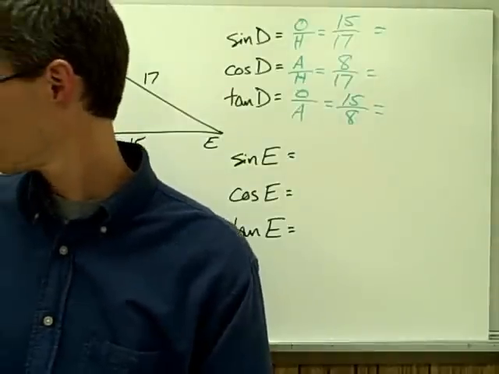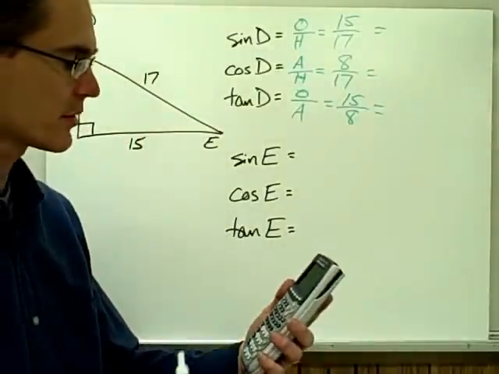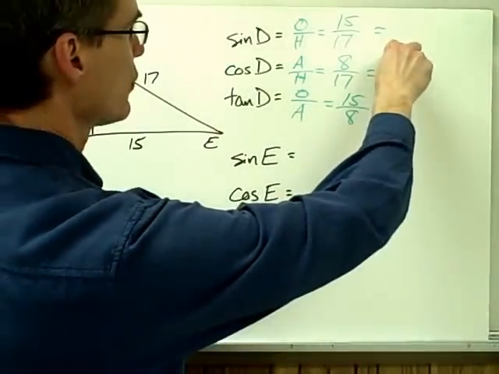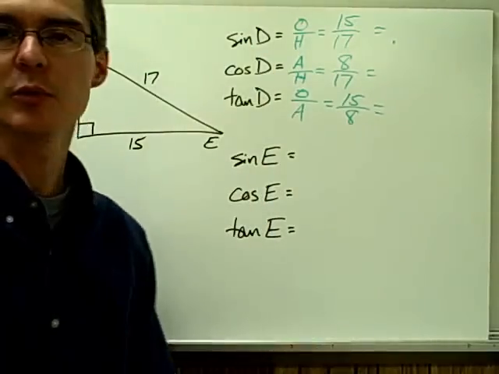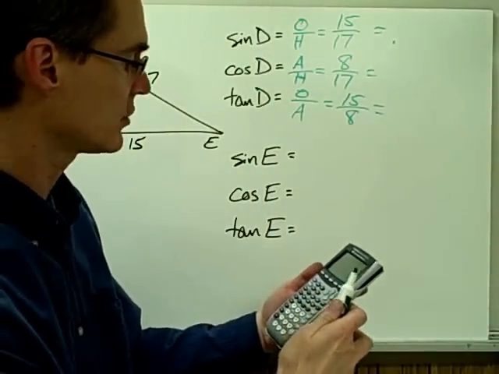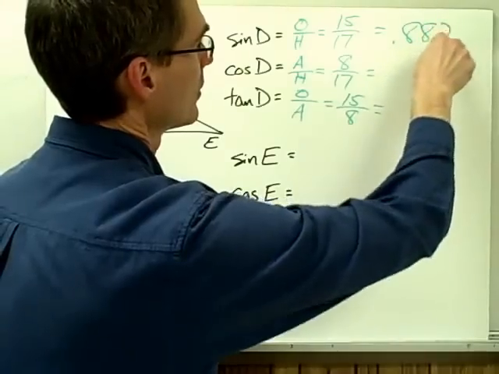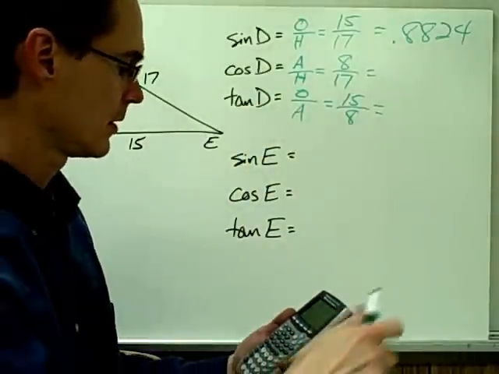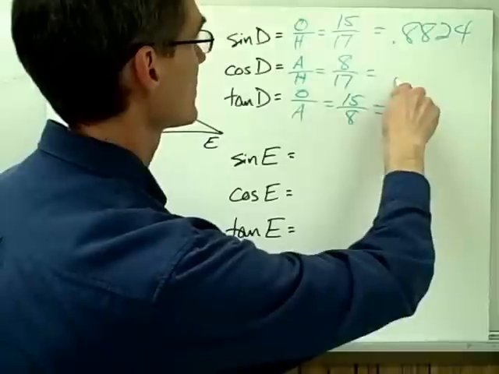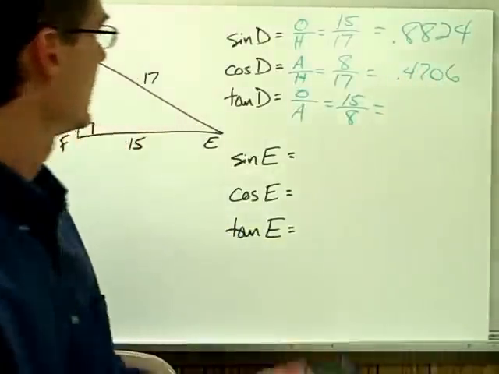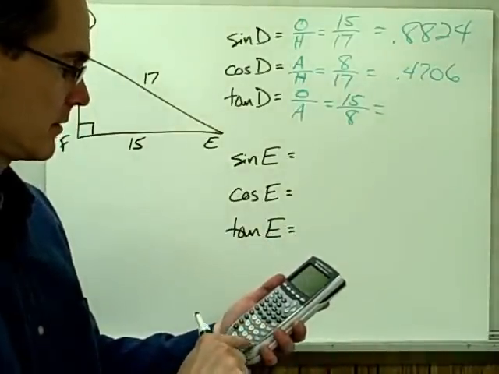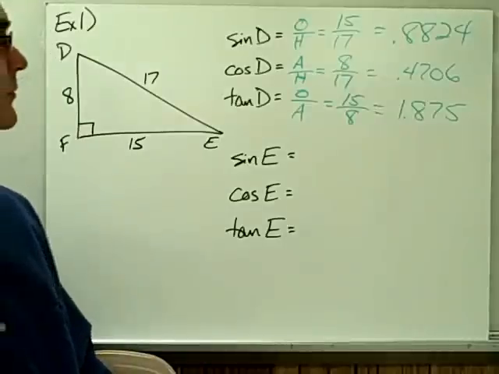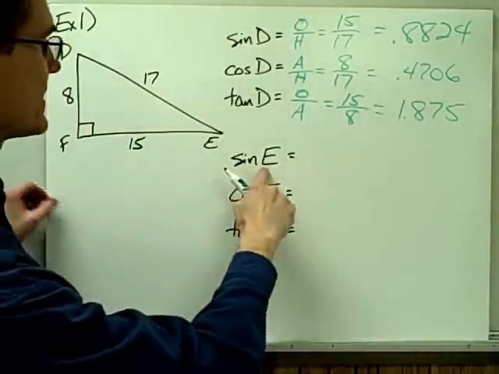So actually, let's go ahead and write those numbers down as decimals also. Let me get my calculator. 15 divided by 17. I'm going to do this to four decimal places. Our trig ratios we normally will do to four decimal places. So 0.8824. 8 divided by 17, 0.4706. And 15 divided by 8, 1.875.